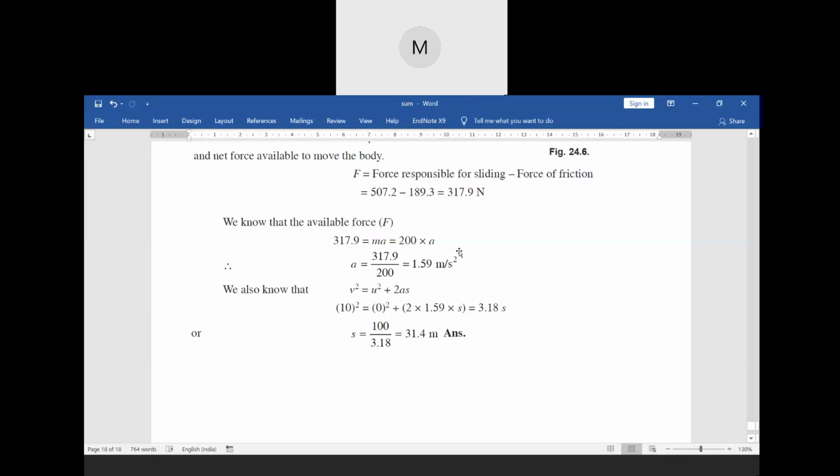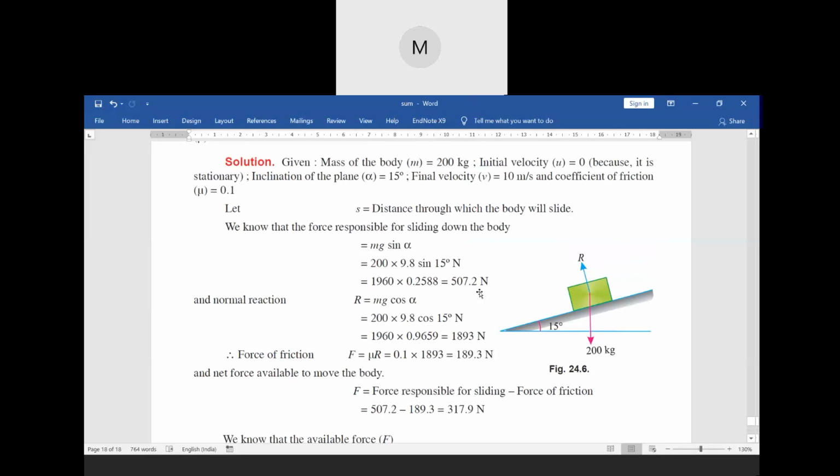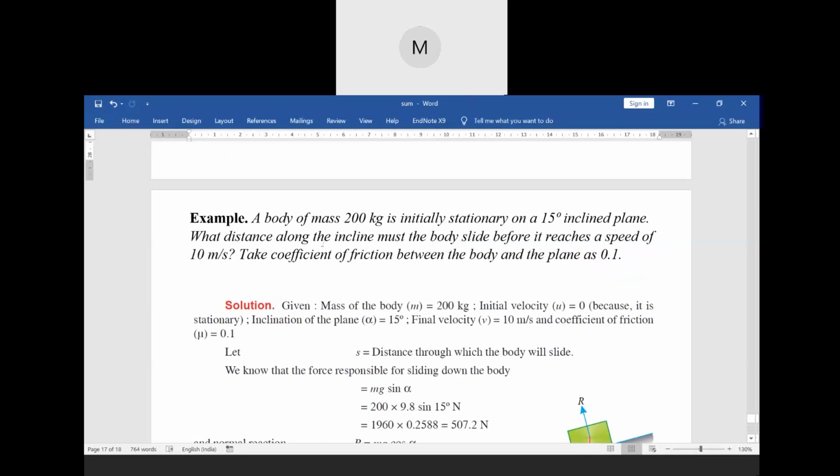From the available force you get the acceleration A, and then what is given in the question? What distance? So you have to use which identity? Can anyone say which identity is to be used here? Third identity. What is the formula? V square equals U square minus 2AS. Very good.